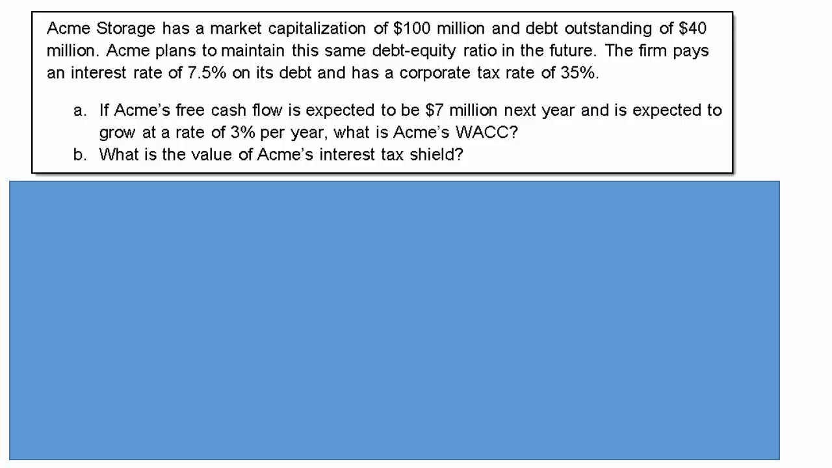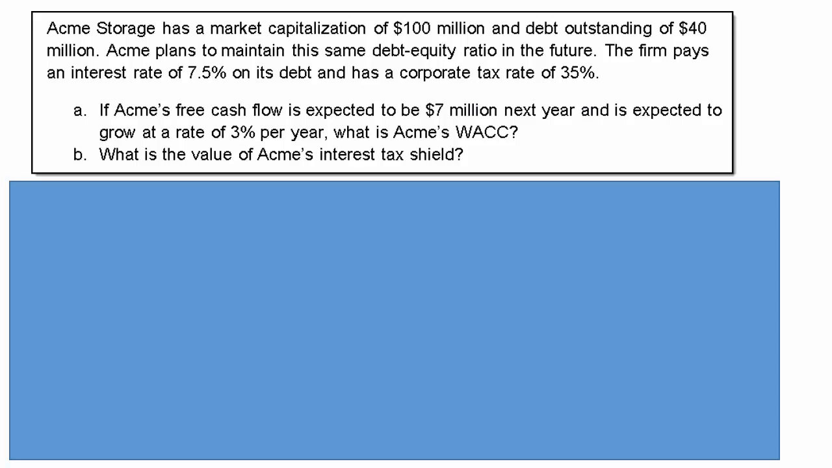Let's take a look at this problem. It's a capital structure problem involving debt and taxes. Acme Storage has a market capitalization of $100 million and debt outstanding of $40 million. Acme plans to maintain the same debt-to-equity ratio in the future. The firm pays an interest rate of 7.5% on its debt, and it has a corporate tax rate of 35%.